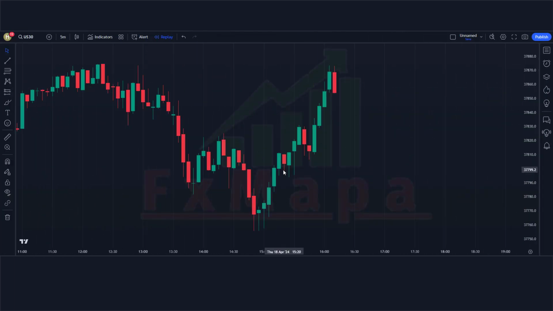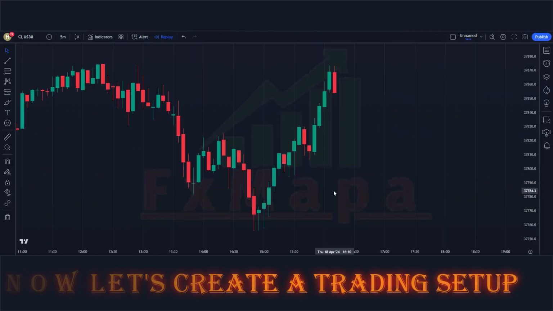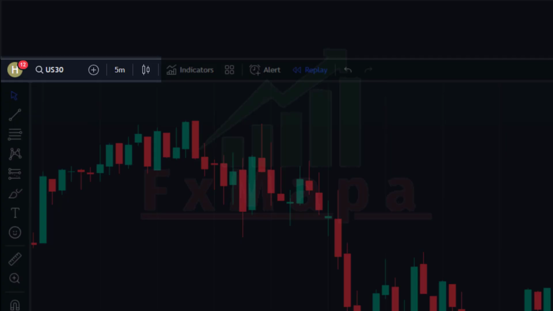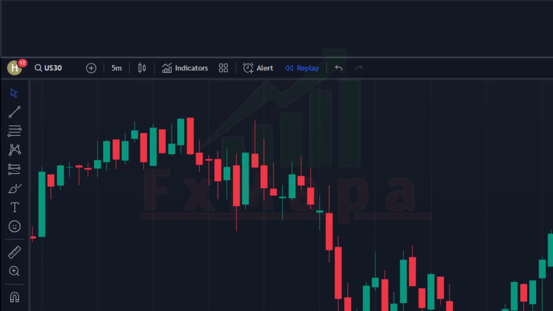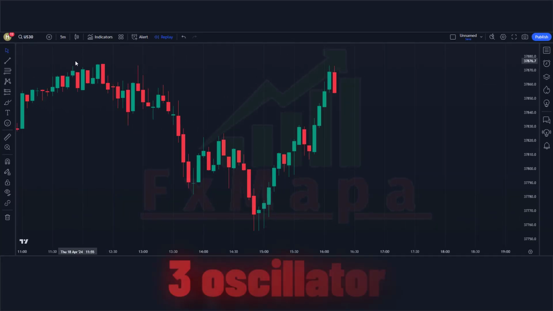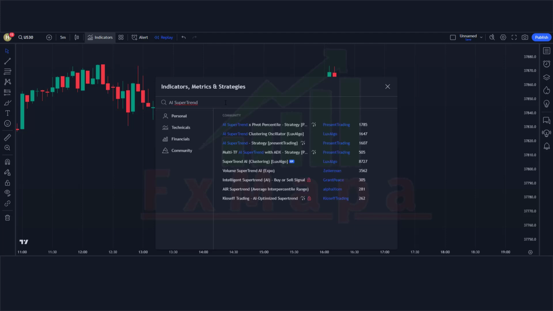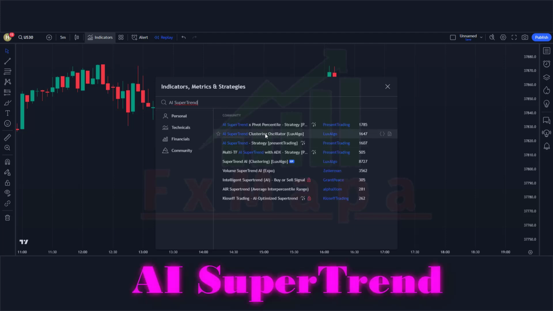So let's get started. Now let's create a trading setup. We are going to test this strategy on the 5 minute time frame in the US 30 chart. In this setup we would require 3 oscillators. First indicator name is AI Super Trend.